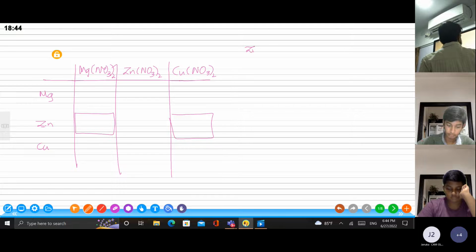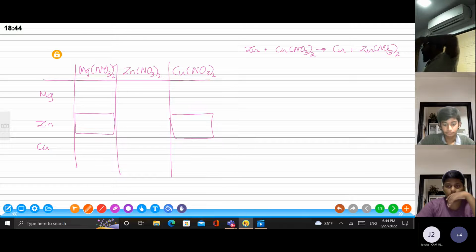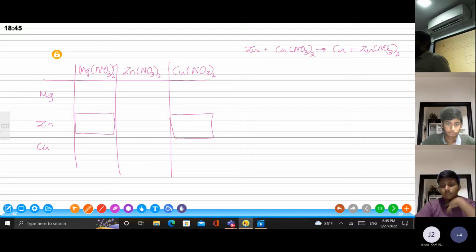If zinc is more reactive, it will make copper become an element and zinc become a compound. In the reactivity series, the one at the top prefers to become a compound. The one at the bottom prefers to stay as a metal. You get it? So if a reaction happens, you will see a color change. If you see a color change, that means there is a reaction happening. If you see a reaction happening, that means there is a displacement reaction.